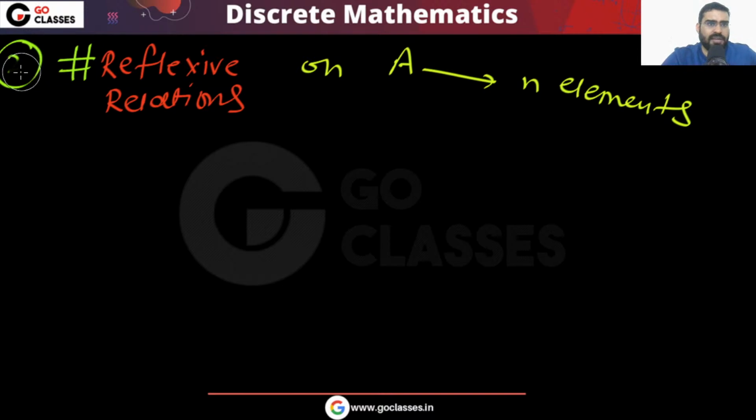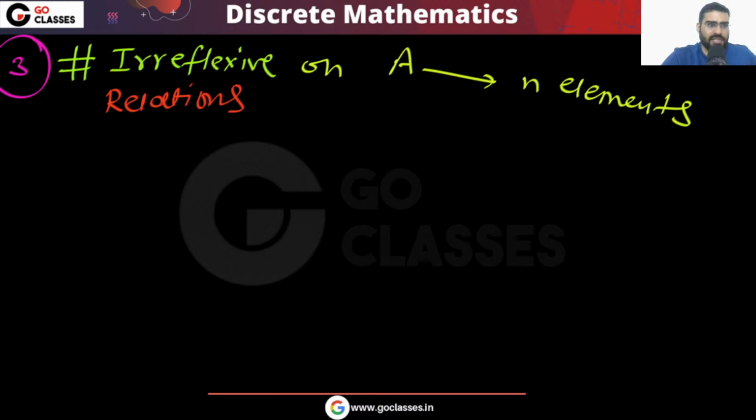Okay, let's see the remaining. We can solve the remaining questions also. For example, if I ask you how many irreflexive relations there are, can you tell me? What will that be? The number of irreflexive relations.